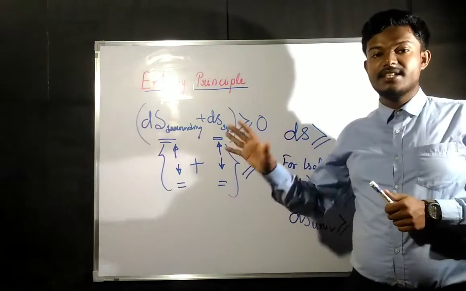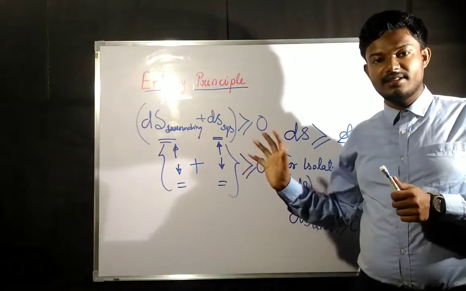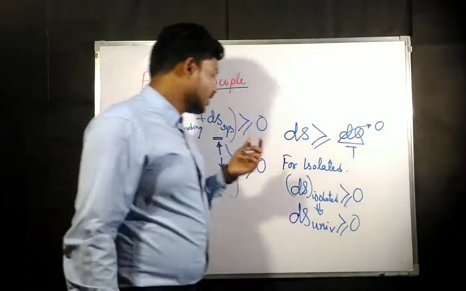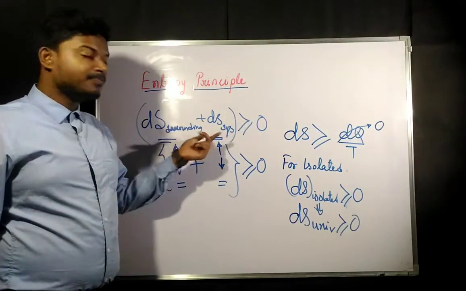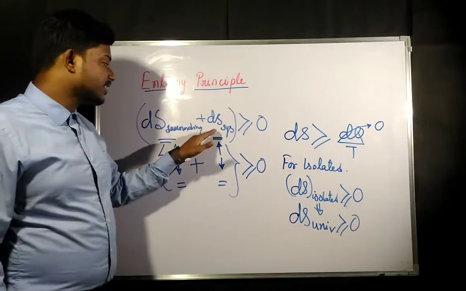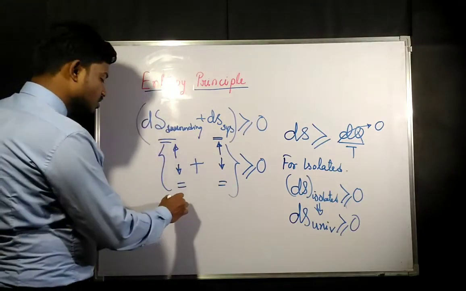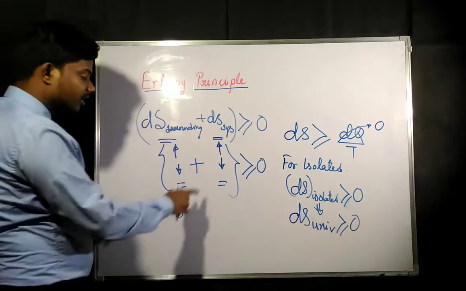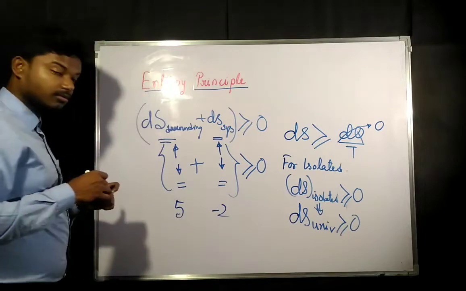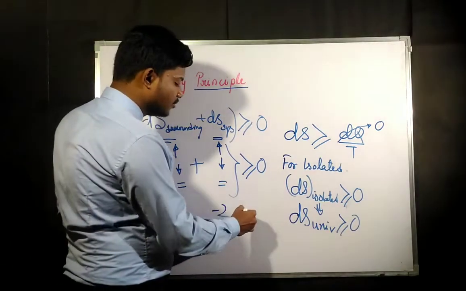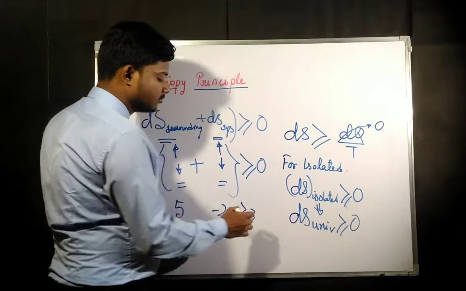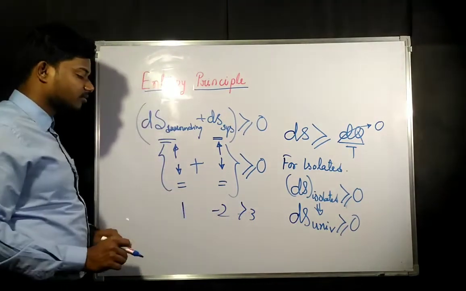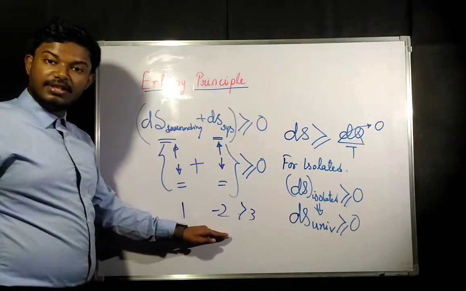So in any interaction between a system and surroundings, the combined change of entropy is never going to be less than 0, whether the individual changes are minus or plus. Suppose this one is plus, so the change in entropy is positive, and this one is minus 2. The final result would still have to be greater than 0. It can never happen that this one is 1 and this one is minus 2 and the result is negative. This is not possible.